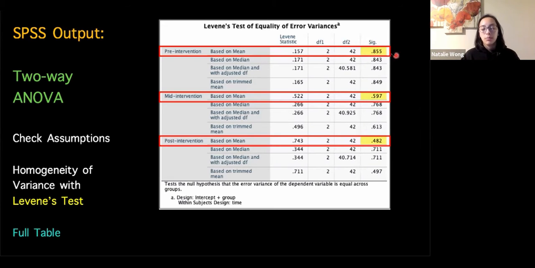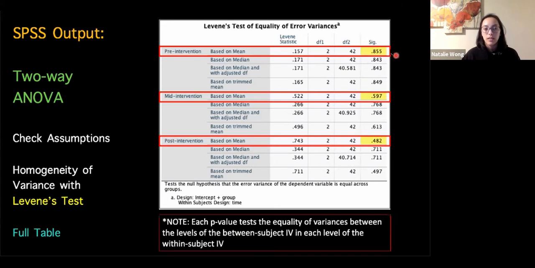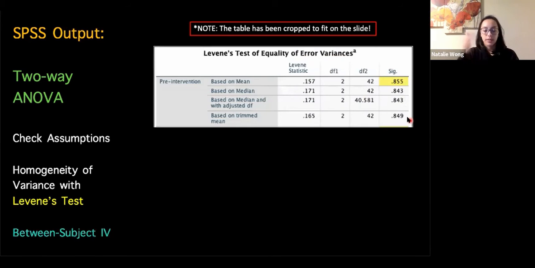So the number of p-values you end up getting in Levene's test is going to be equal to the number of levels of your within subject variable, because you have to check if you have homogeneity of variances within each level of that within subject variable. So to break this down a little bit more, I've created a separate slide for each of these p-values, so the tables have been cropped.